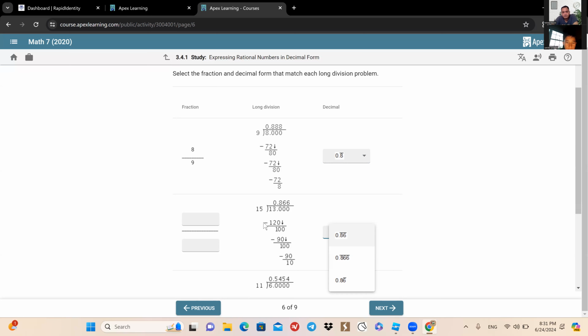Actually, wait. Okay. So 8 is repeating, right? Here 8/9, so this is 0.8 with the 8 repeating. Here, 8 and 666, right? 8 is not repeating here, the 6 is repeating, right? If it were 86, 86, 86, then you need to draw the overbar over both digits. But here only the 6 is repeating. That's why 0.86 with the 6 repeating is the decimal here.